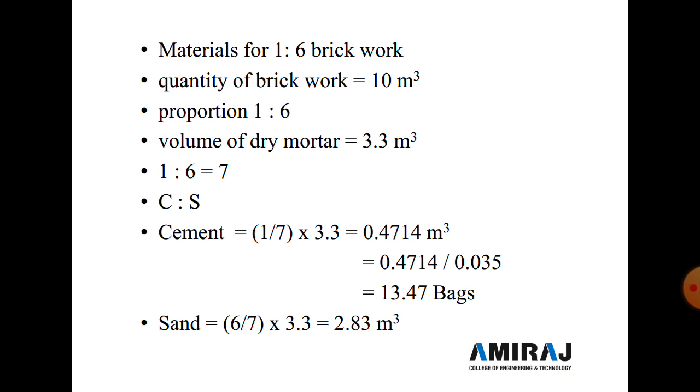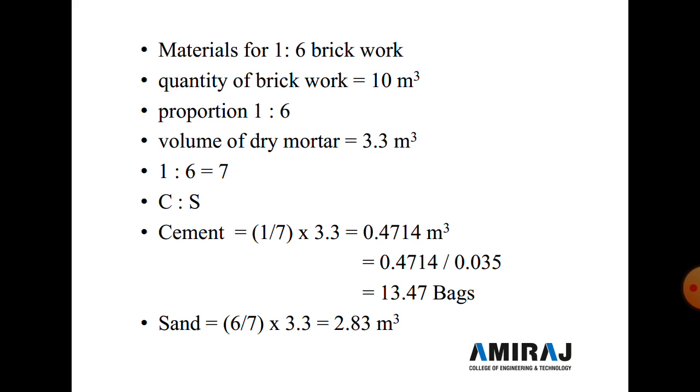Now we calculate the quantity of cement and sand used for 1 meter cube brickwork. Generally in brickwork, a 1:6 cement sand ratio is used. So for material in 1:6 brickwork, 1 shows the cement and 6 shows the sand.